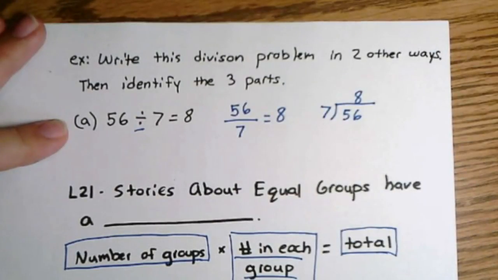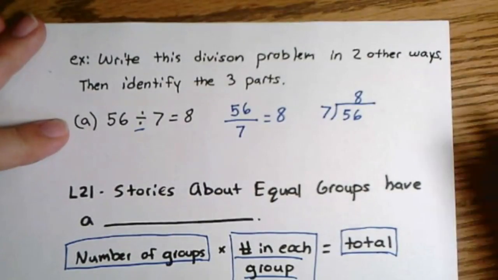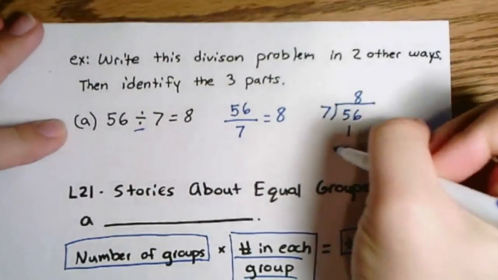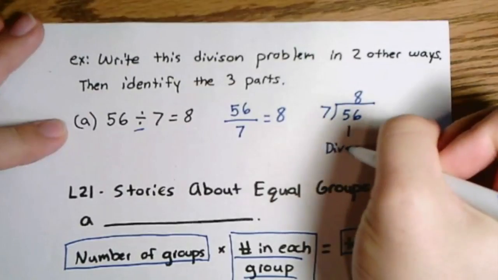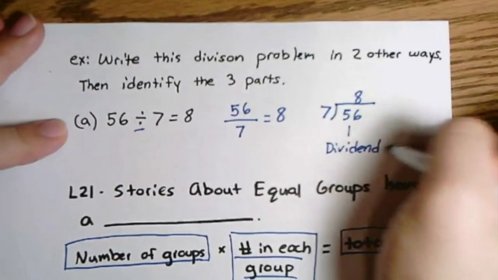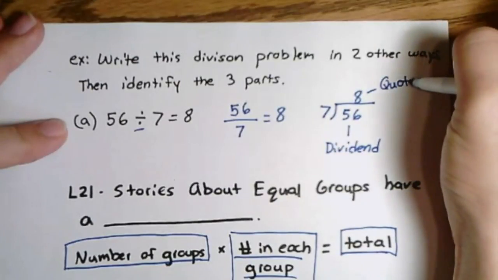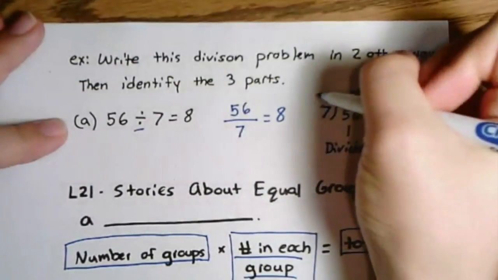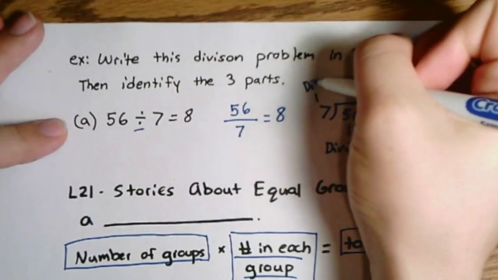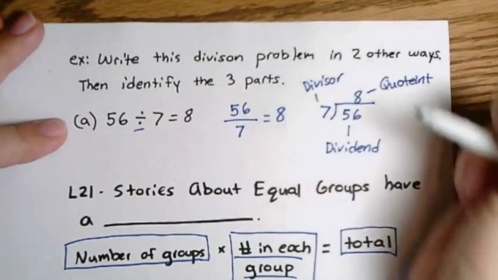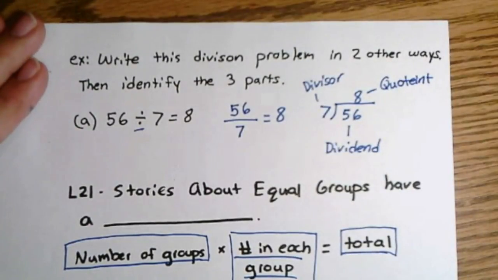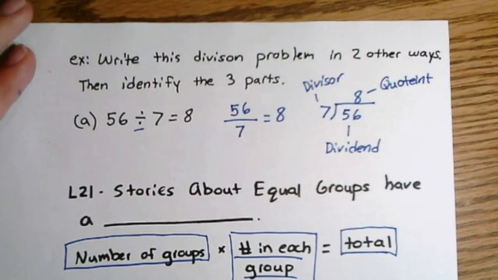And then it told me to identify the three parts. So what is my 56? 56 is my dividend. The 8 is my quotient. And my 7 is my divisor. Do that on your own paper to make sure that you know what those are.